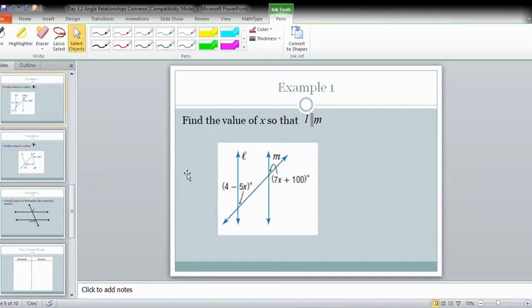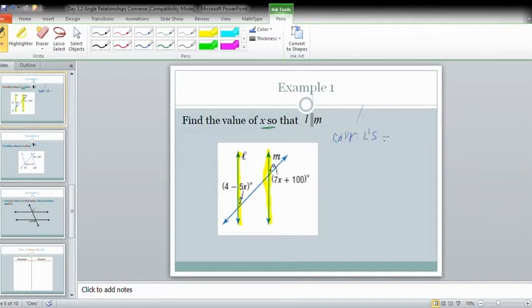Let's see if we can do this one. So, we got a new one. So now we want to determine what value of x we need in order to prove parallel lines, right? So we want to prove line L parallel with line M, which means we want the converse to happen. So if I look at angle 4 minus 5x, right, and I look at angle 7x plus 100, these two guys are on the same side of our transversal, this blue line, but one's on the inside, one's on the outside. So I have corresponding angles, right?